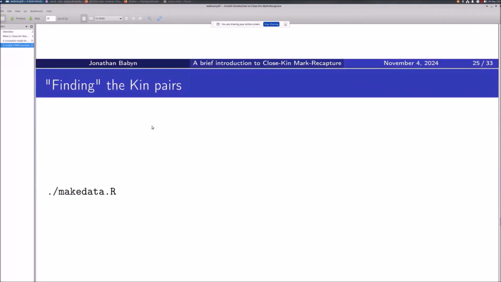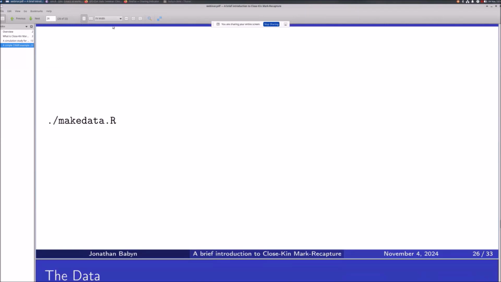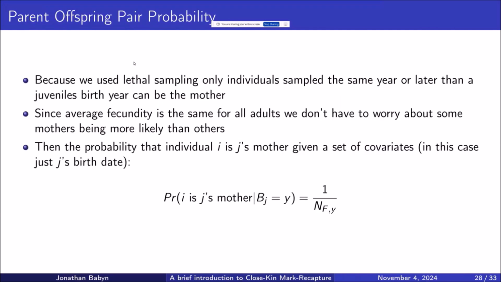So then we're going to need to find the kin pairs. But I think before we do that, I'll talk a little bit about what the parent-offspring pair probability is for this example, because it might make more sense why we're searching for what we're searching when we make the kin pairs. So because we used lethal sampling in this example, only individuals sampled the same year or later than a juvenile's birth year can be the mother, right?